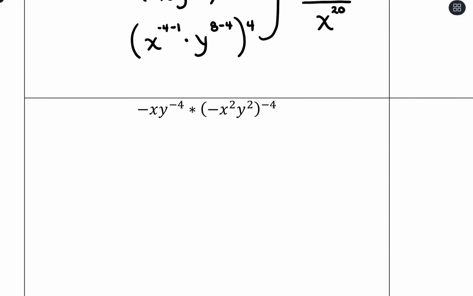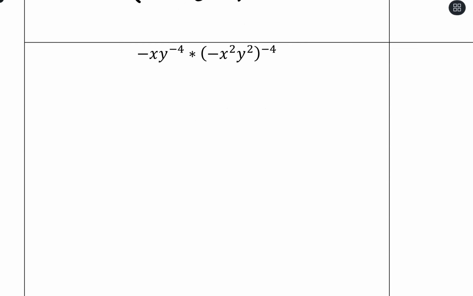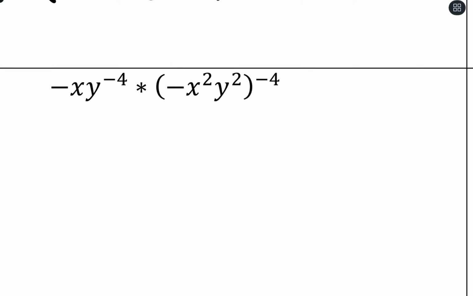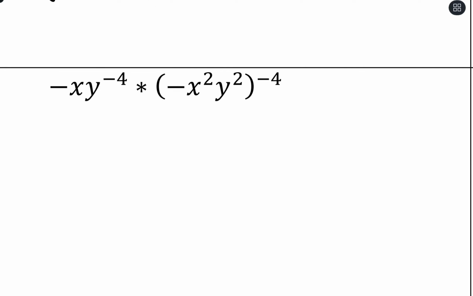Okay, 2 more examples here. I know this is kind of a long video, but I want to get you lots of examples with these. Okay, let's start with that exponent of negative 4.